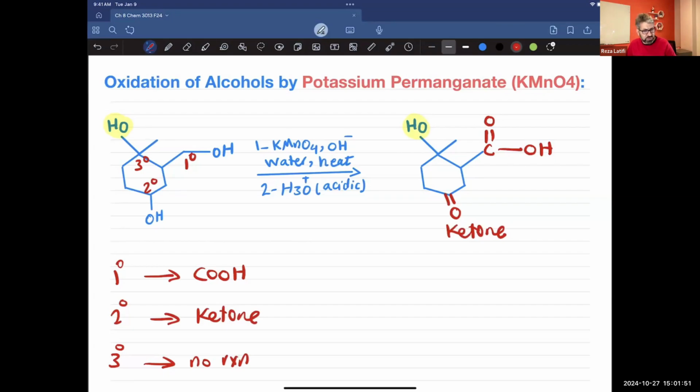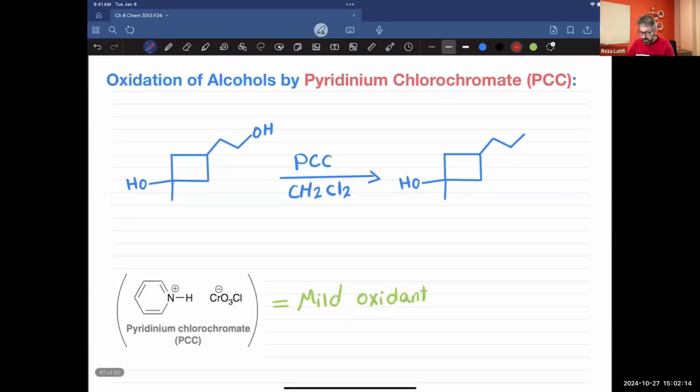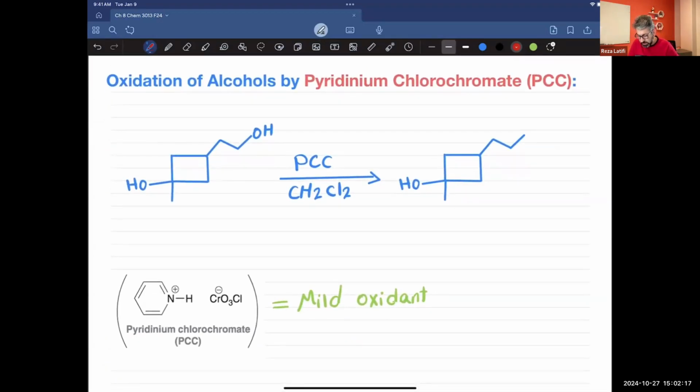Okay, again, this is a strong oxidizing agent. In order to run the reaction, you need to have a high temperature and also a basic solution. And whenever the reaction is done, at the end, you will treat it with acidic solution, to technically protonate any negative charge there.